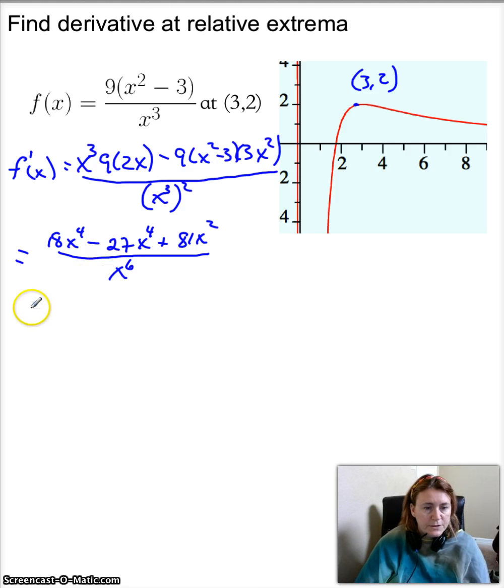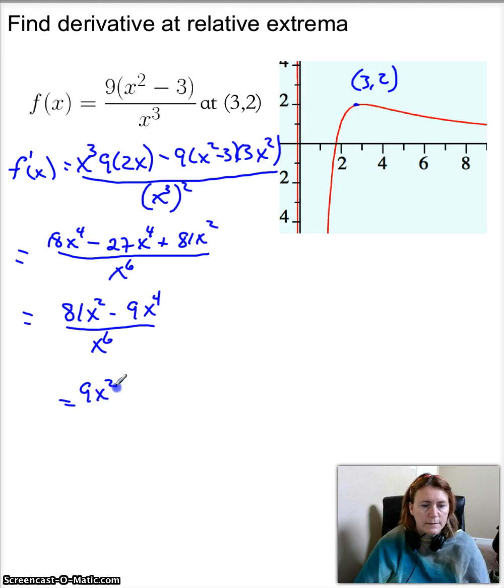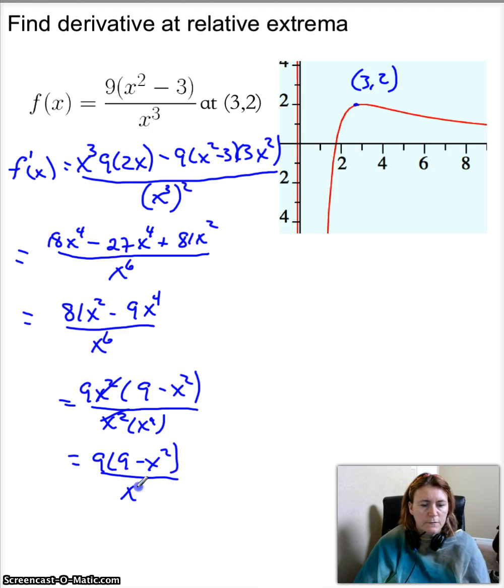Let's do a little simplification. 18 minus 27 is negative 9. So let's do 81 x squared minus 9x to the 4th divided by x to the 6th. Let me factor out 9x squared because I can. So this is 9 minus x squared divided by x to the 4th. Okay, so this is 9 times 9 minus x squared, divided by x to the 4th.